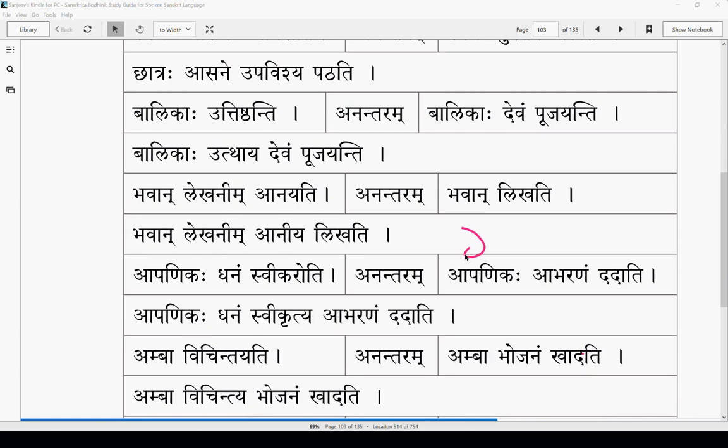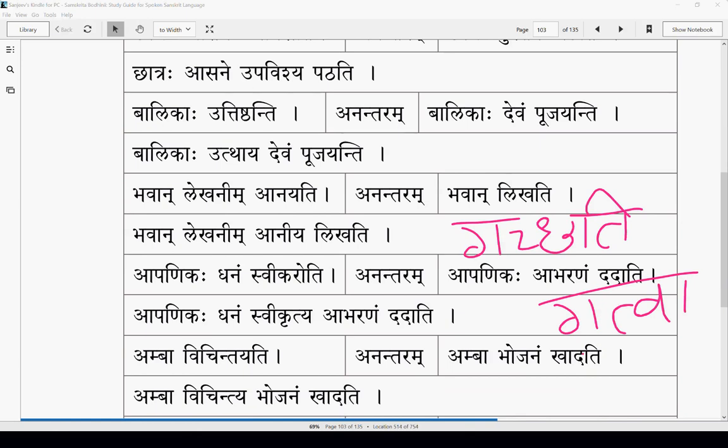Gacchati, for example, if you use it like this: gatva. Balaka vidyalayam gacchati, balaka pustakam patati. So first he goes to school, then he reads the book. In that case, balaka vidyalayam gatva pustakam patati. That way the sentence can be formed.